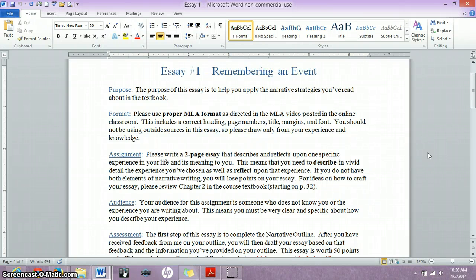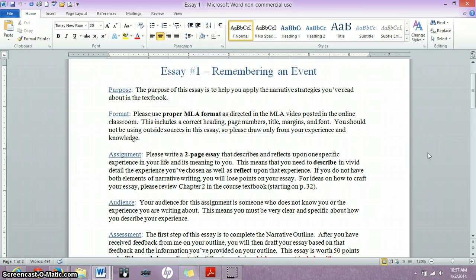This week you are starting your first essay of the quarter, which is going to be a narrative essay. Essentially, you're just going to be recalling an event and then forming that event or experience into a college level essay. So the purpose of this essay is to essentially just help you apply the narrative strategies and information that you've read about in chapters 2 and 14. And that's really about it. It's just an application of what you've learned.